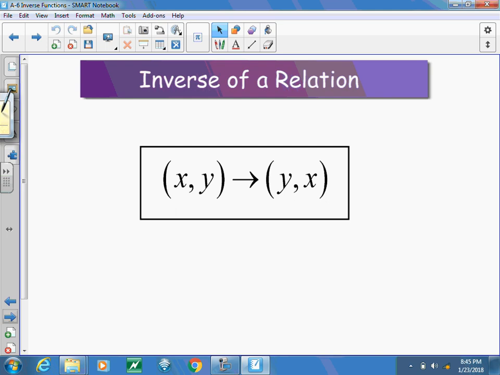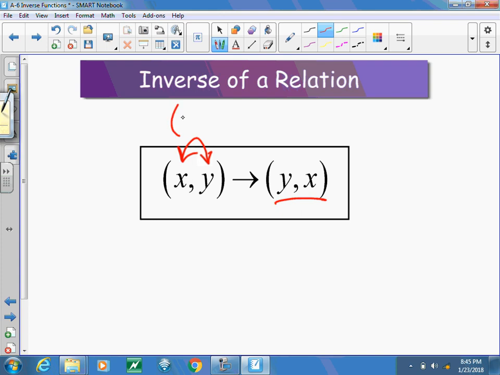An inverse, you are taking your x and y values and you are flip-flopping them. So your x is going to become your y and your y is going to become your x. You're just switching those around. So if you had a coordinate of, say, 7, 8, the inverse of that would be 8, 7.